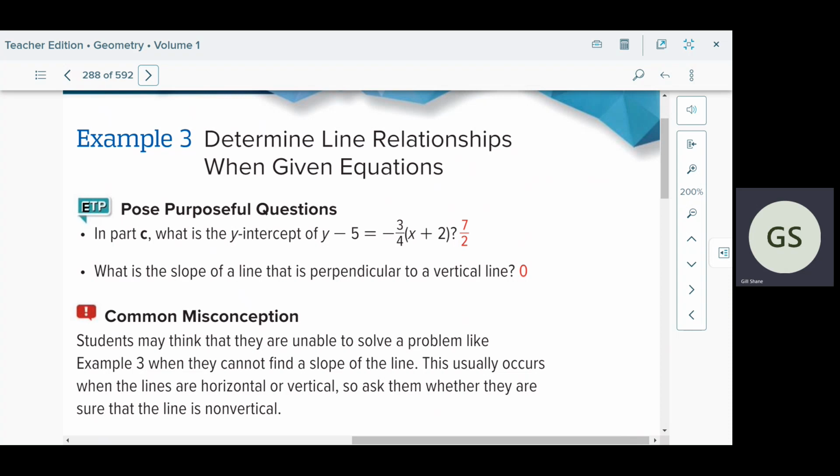So you'd have to take this. Oh, I can't write on the screen. Shoot. You would have to take y subtract 5 equals. So ignore the 7/2 in red. That's the answer. So y subtract 5 equals -3/4 times x plus 2. You'd have to do what I just did. You'd multiply it out. So -3/4 times x plus -3/4 times 2. And then you'd have to add the 5 to both sides to get y all by itself. And then you would have a y-intercept left.